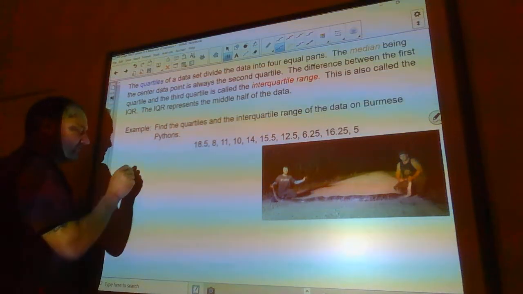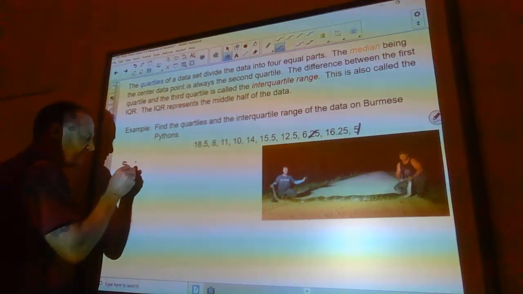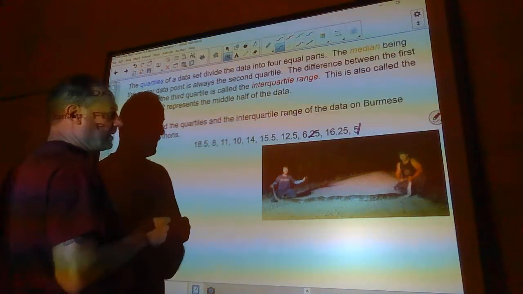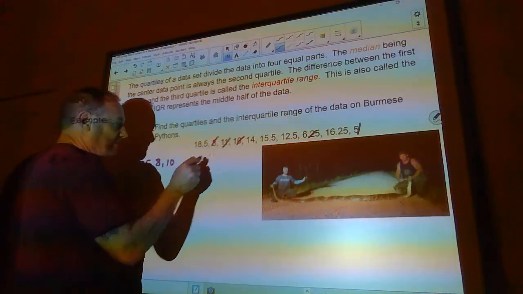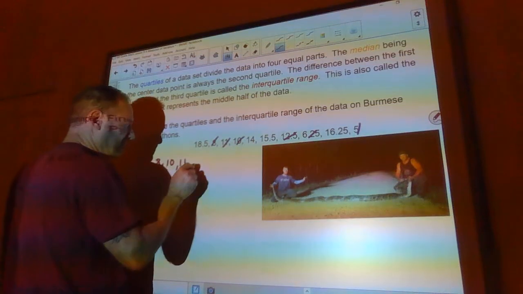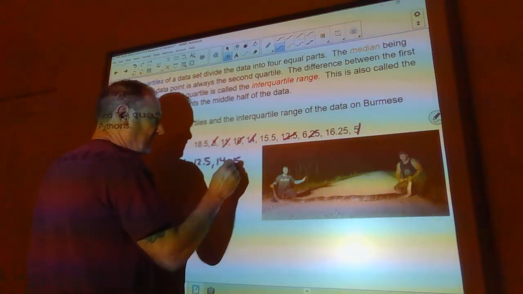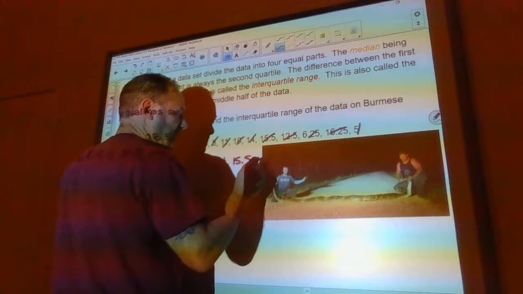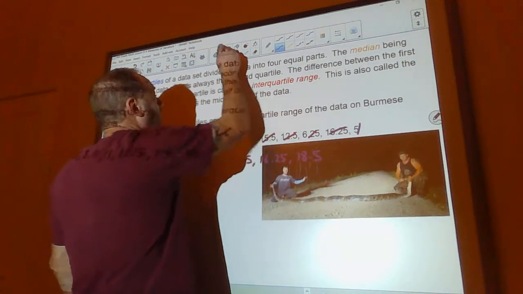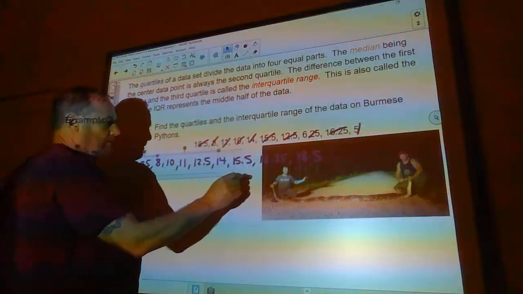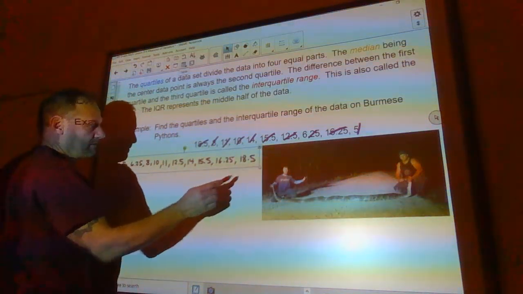The first thing I'm going to do is put these in order from smallest to largest. So 5, 6.25, let's see, next would be 8, 10, 11, 12.5, 14, 15.5, 16.25, and 18.5. Okay, so I've got my data here.